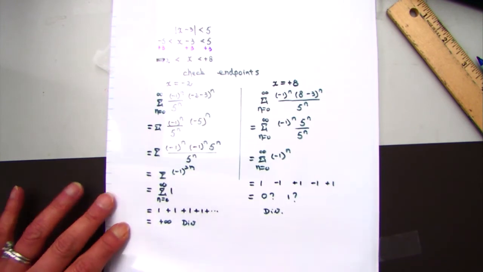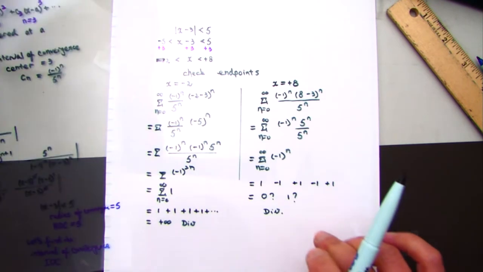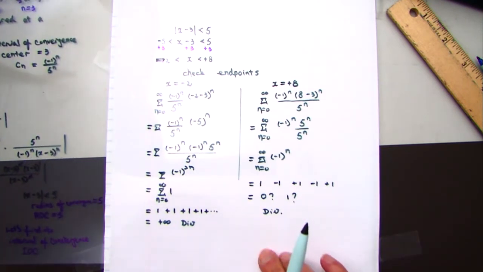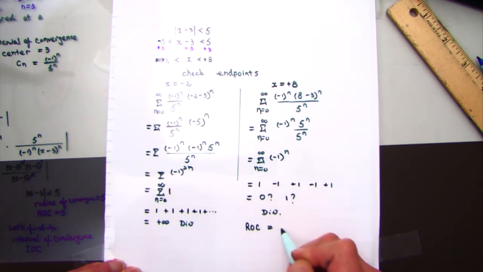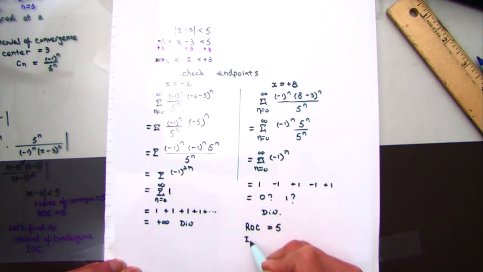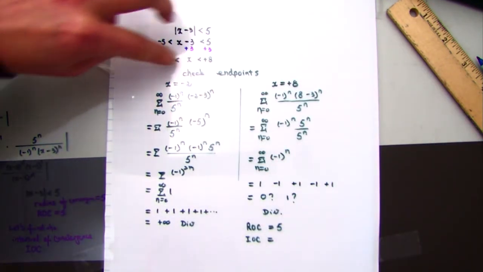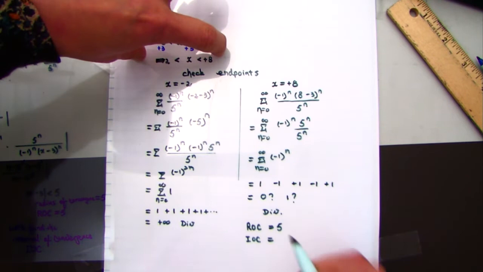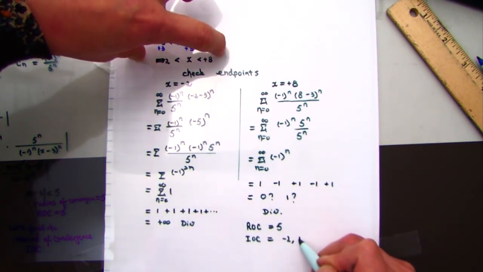All right, let's report our answers. For the radius and the interval of convergence, the radius of convergence equals 5. The interval of convergence: I know from negative 2 to positive 8 is my interval, 10 units.